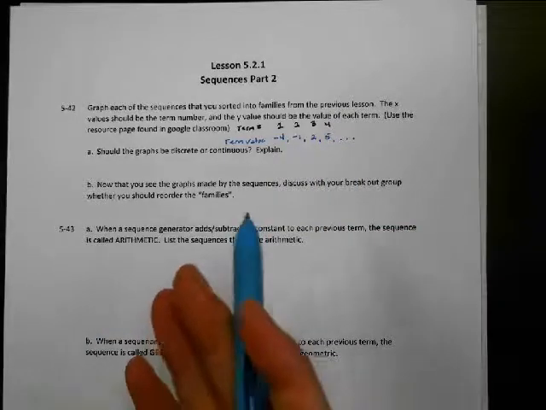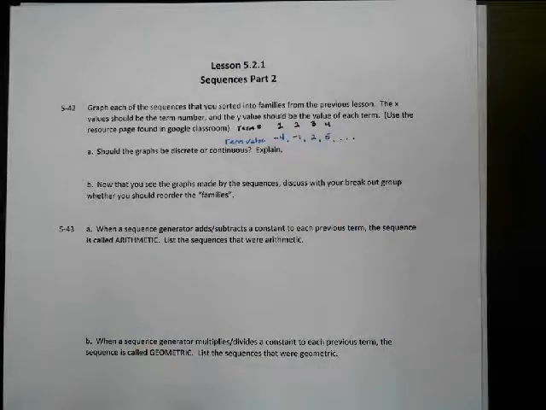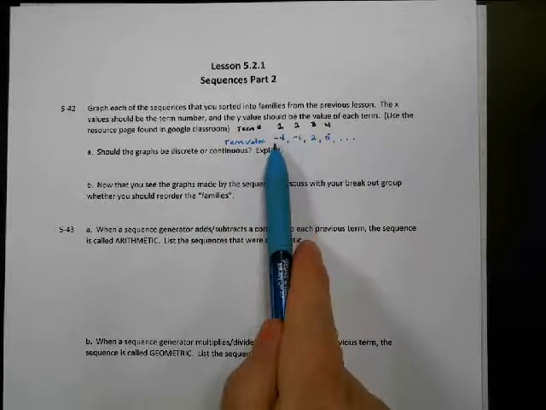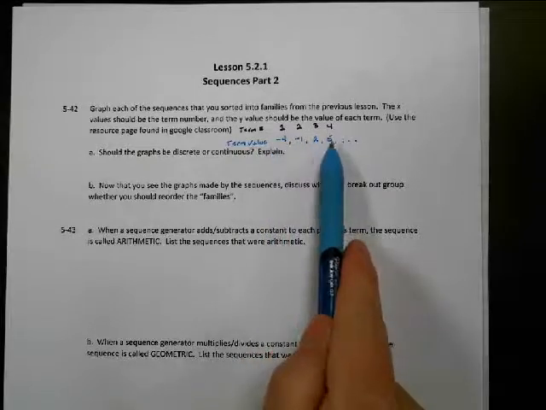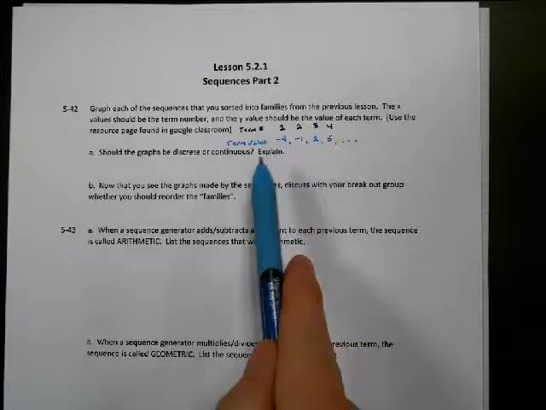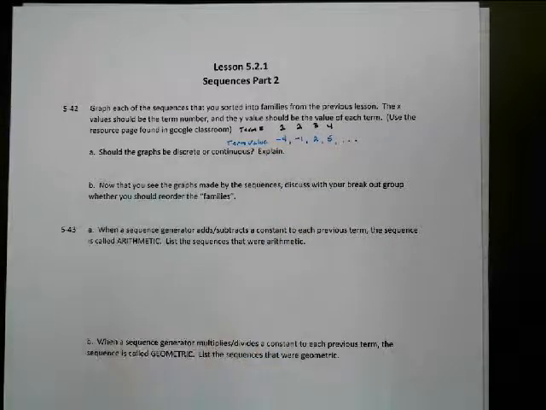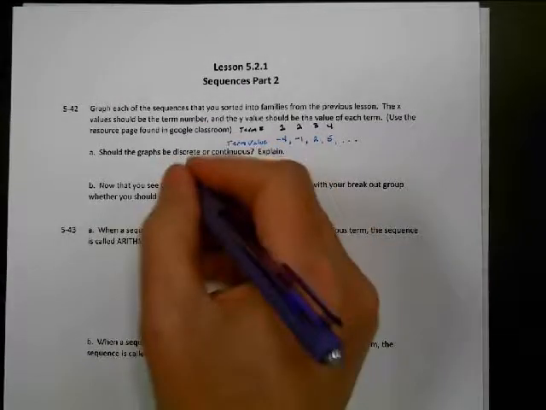Now before we go forward, should these graphs be discrete or continuous? Well, remember with discrete or continuous, we have to ask ourselves in the situation, can I have fractions or do I only need integer values or positive whole numbers or negative whole numbers? So in this case, because of it being term 1, 2, 3, and 4, there's no term 1.5 or term 2.7. It just goes in integer values between each term. So we'd have to say that these are going to be discrete.